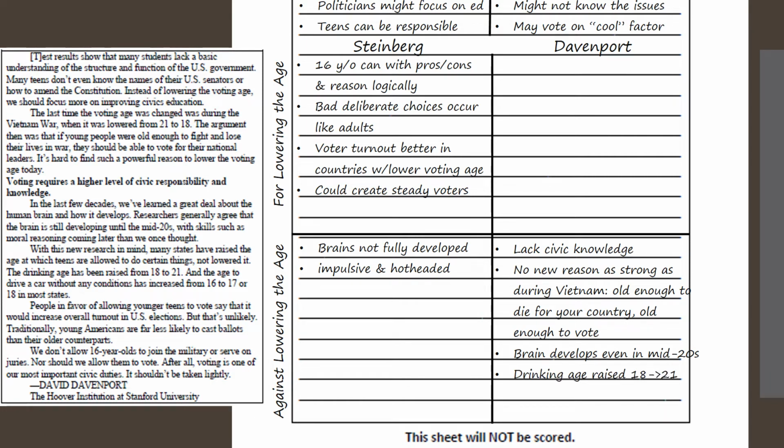In terms of for lowering the age, he does admit that the other side thinks that it could increase voter turnout, even though he doesn't believe that's true. He doesn't really follow or provide any information to support that belief. So those are the reasons he came up with.